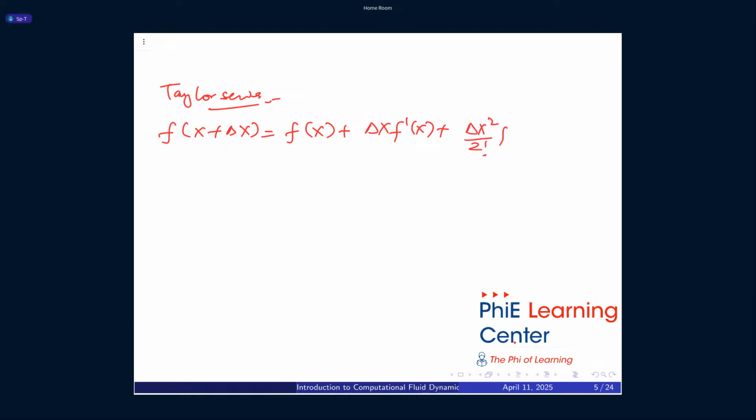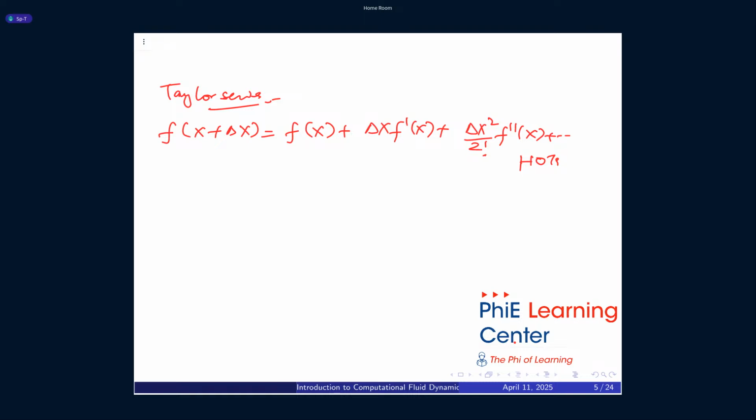Now, when we typically say that we solve an equation, what do we exactly mean by that? So, the Taylor series approximation. Let's say I have a function f of x plus del x. I can write this as f of x plus del x f prime of x plus del x square by 2 factorial f double prime of x, and so on. I can go to higher order terms as well. So this is what is referred to as the Taylor series expansion.